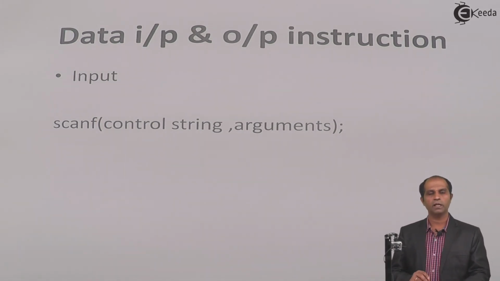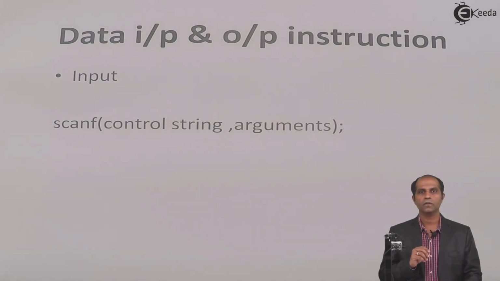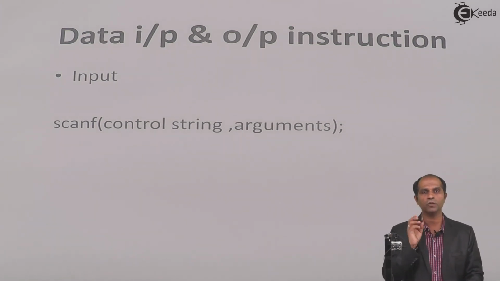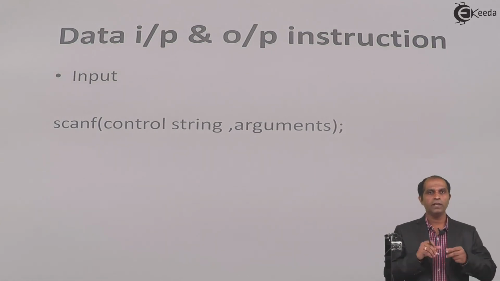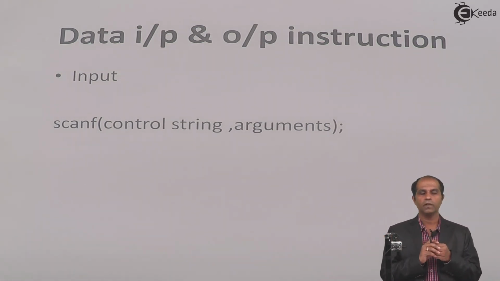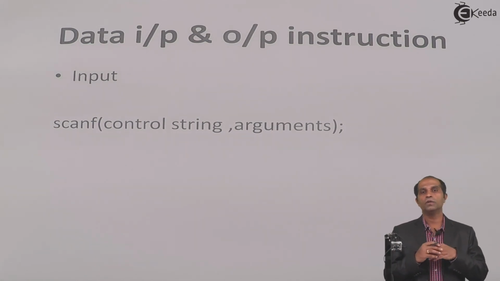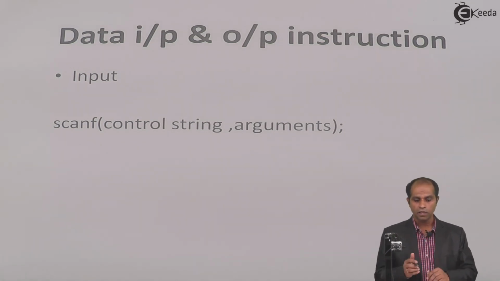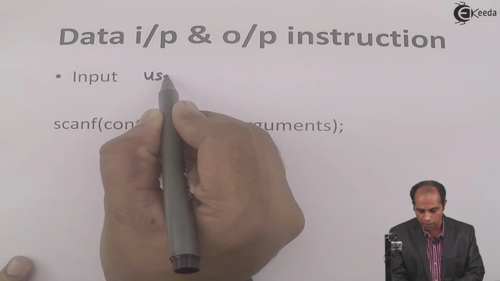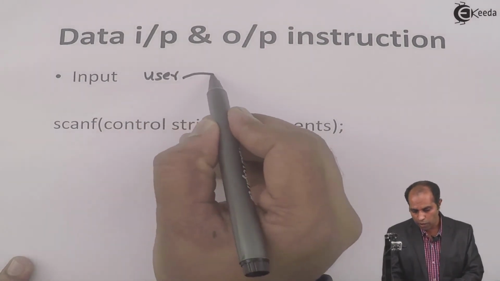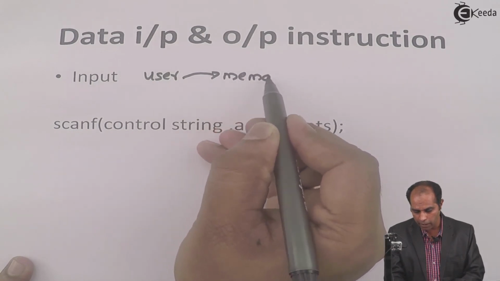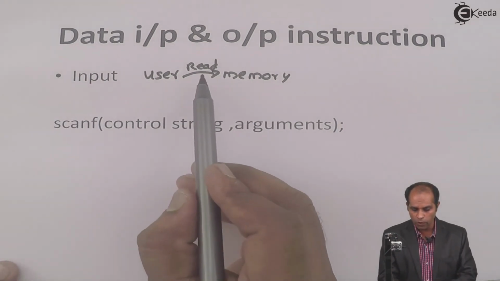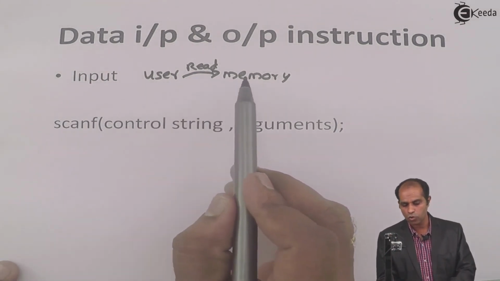Suppose I define a variable by name, say a, of type integer, int a. The variable a needs to be given by the user, not directly say a equals 12. If a value needs to be read from the user and stored to the variable, in that case I have to construct an instruction which is called a data input instruction. So basically the input instruction is going to take a value from the user and store it into memory by doing an operation called a read operation. So basically the value is read from the user and stored into memory.